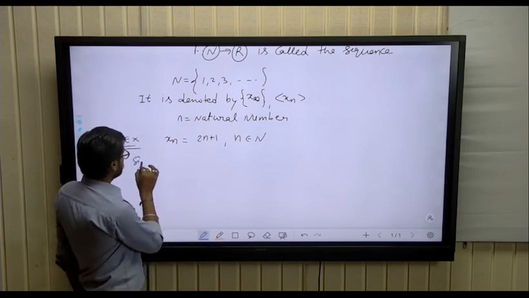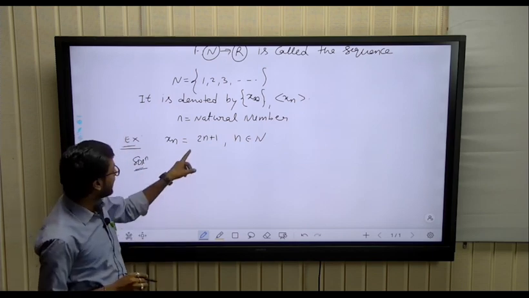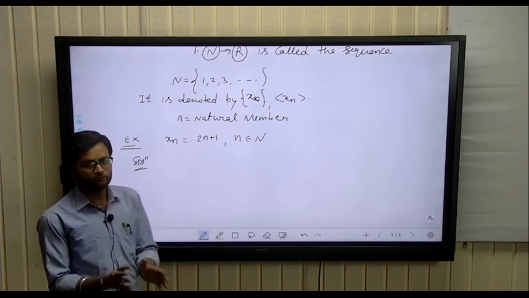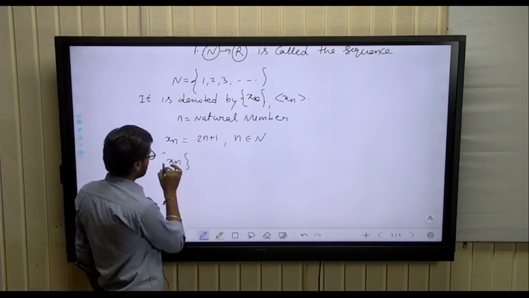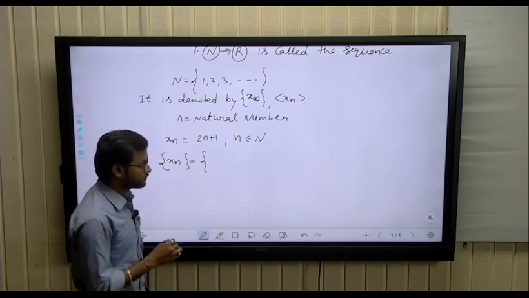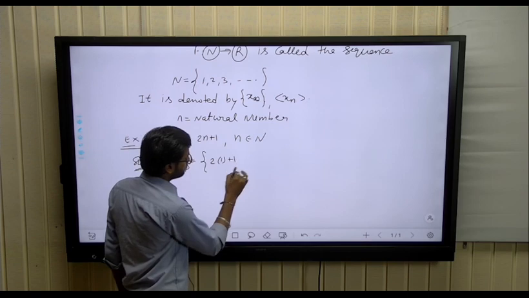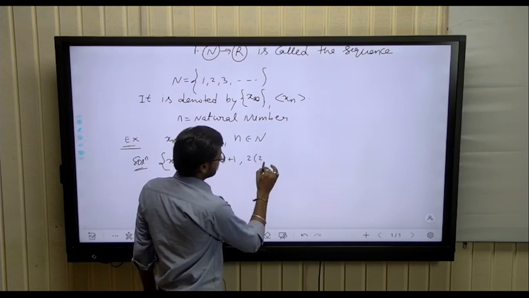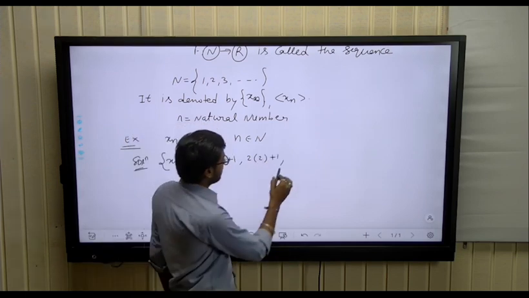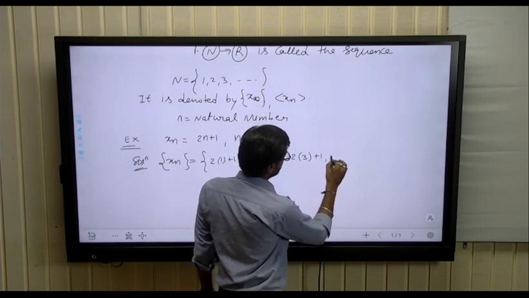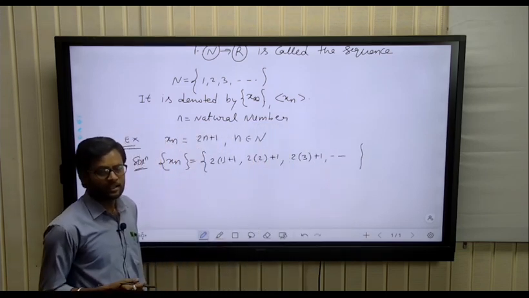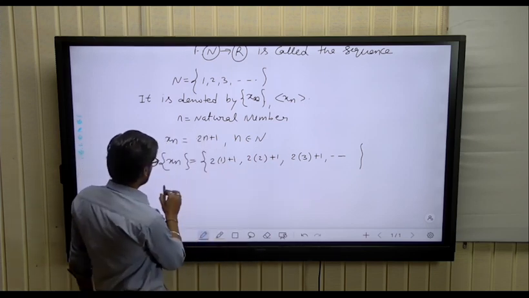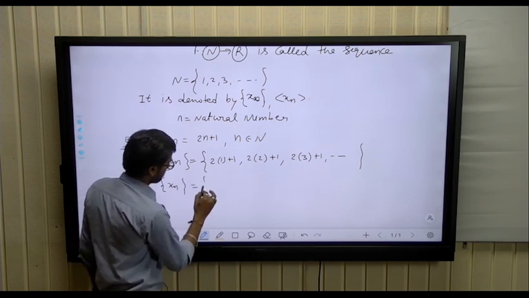So we start the question. The solution is that we know n is a natural number, and it starts from 1. So the terms of the sequence are: when we put n equals 1, the term is 2 times 1 plus 1. If we take n equals 2, the term is 2 times 2 plus 1, and for n equals 3, the term is 2 times 3 plus 1, and so on, because N is an infinite set. So we take only 1, 2 and 3 and so on.